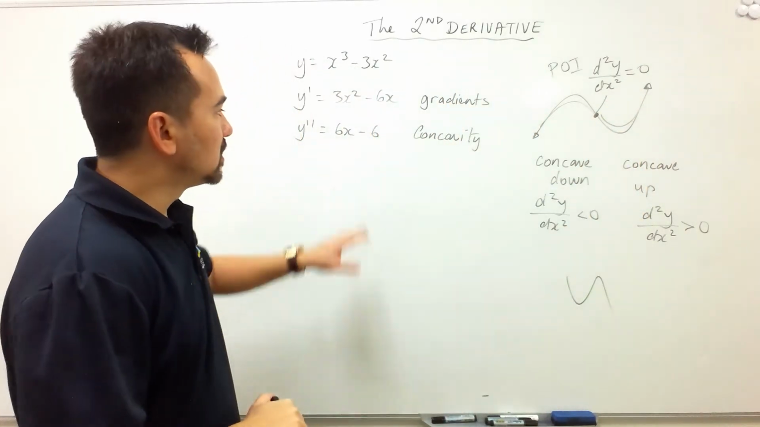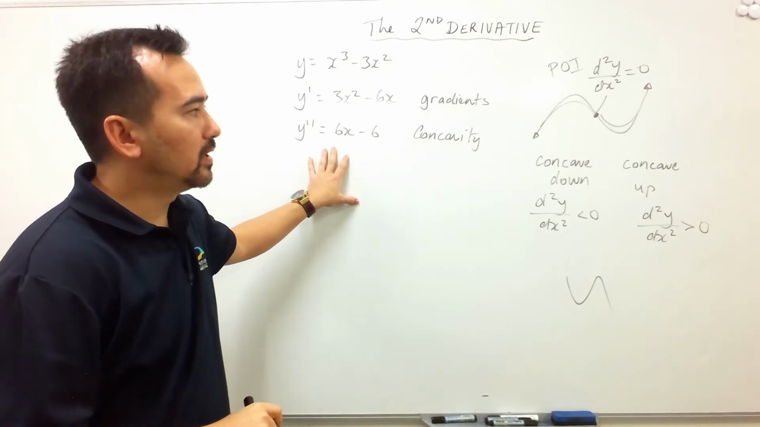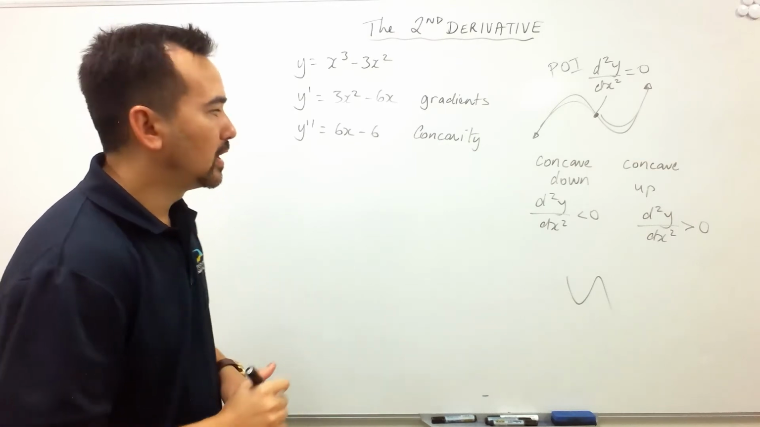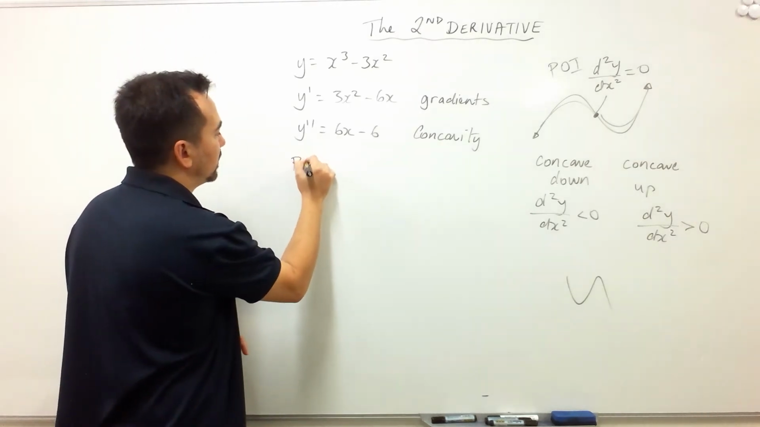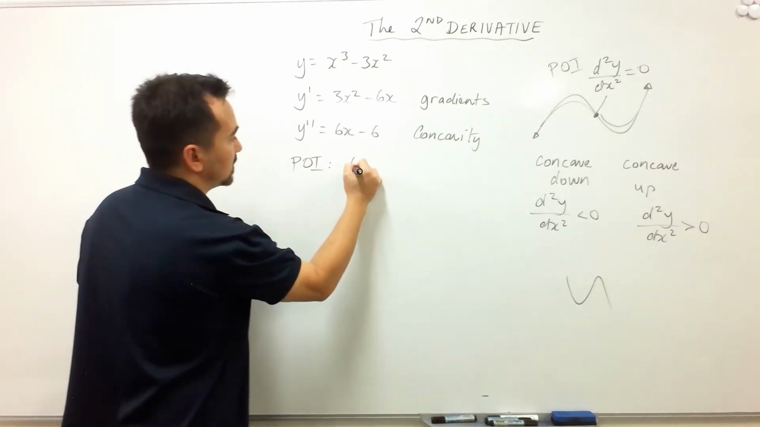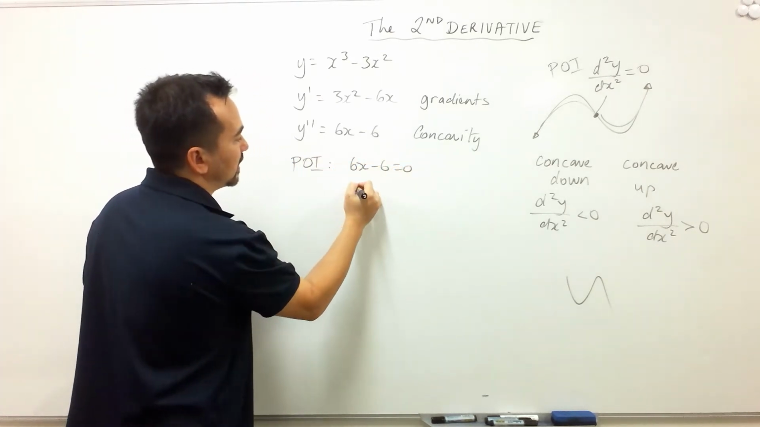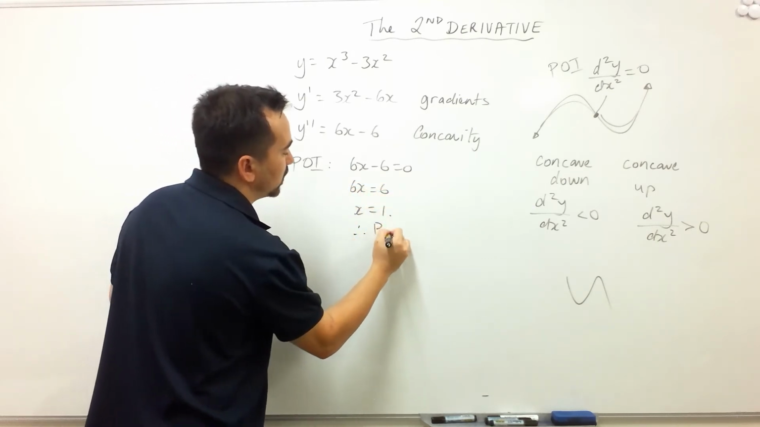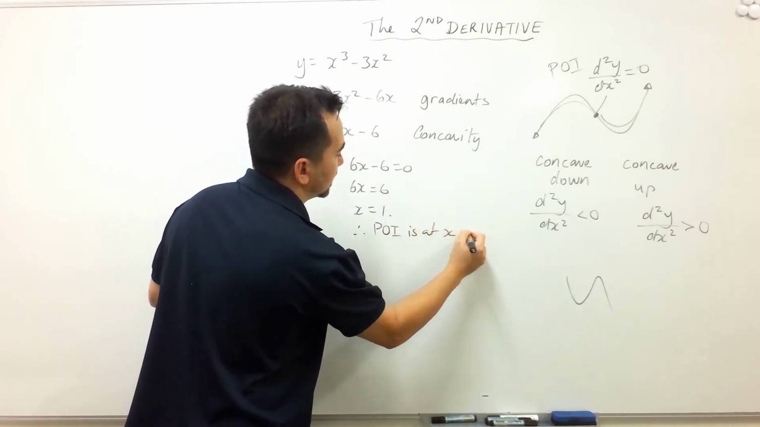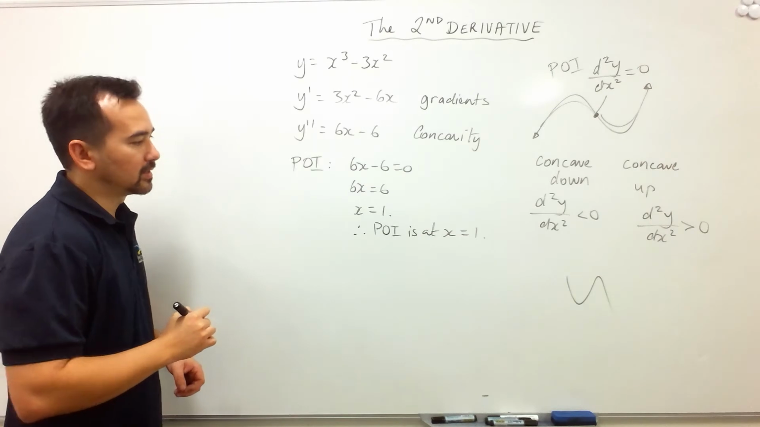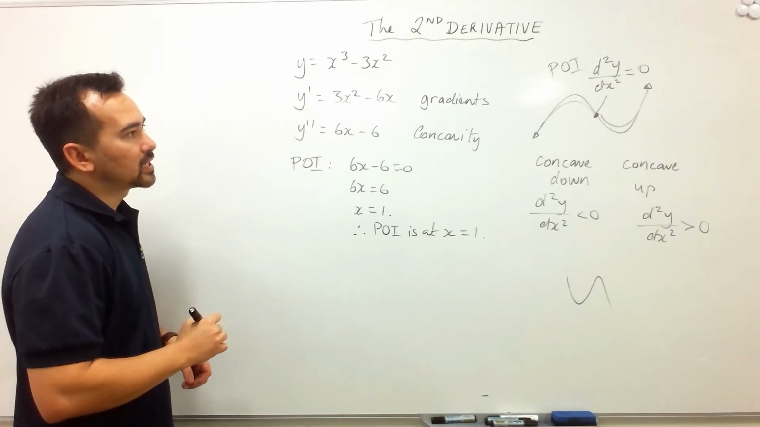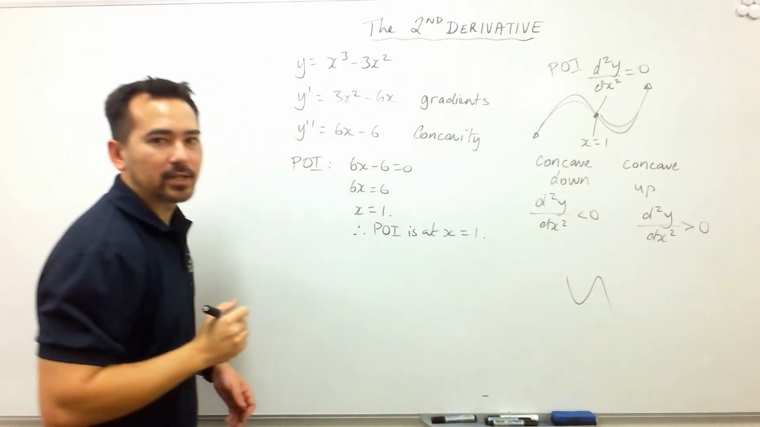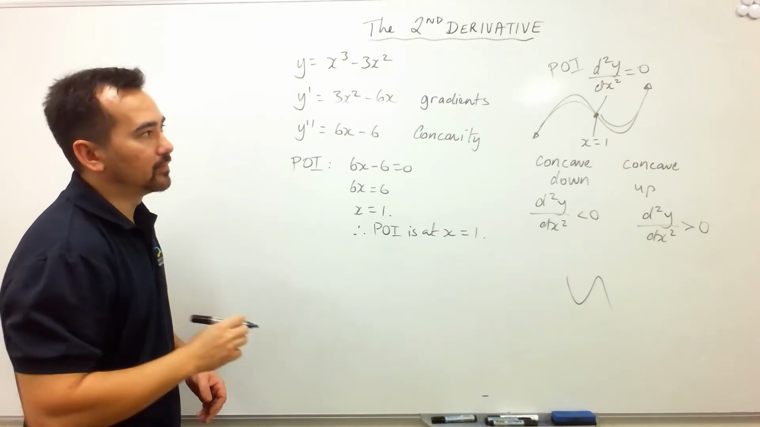Okay? So using this example, let's solve the values of x where we have concave down, a point of inflection, and concave up. Start with the point of inflection. Okay, so 6x take away 6 is equal to 0. That means 6x is equal to 6 and x is equal to 1. So therefore, the point of inflection is at x equals 1. Nice and simple. So we're expecting all the values left of x equals 1 to be negative.